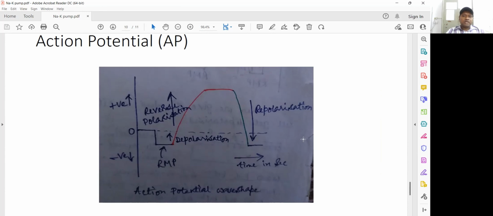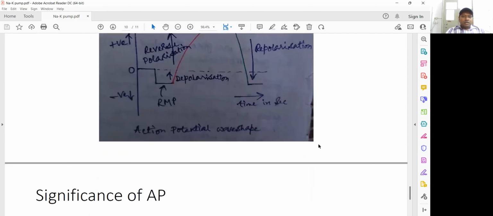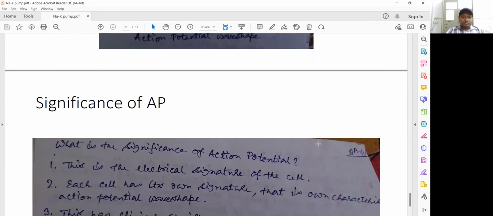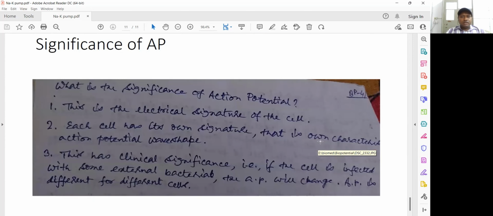So all these actions, in a single word, we call the action potential, as some actions have been taken and the cell has gone through some reversible conditions. That is why it is called the action potential. Now let us see what the significances of the action potential are. The significance is that this is the electrical signature of the cell.